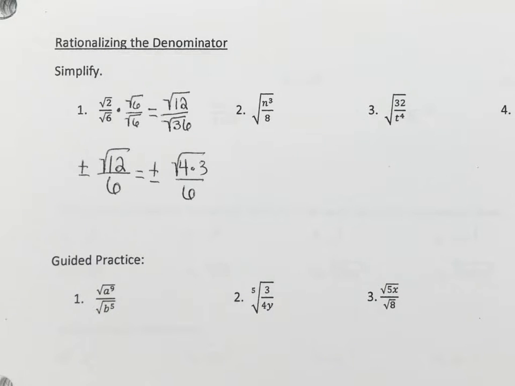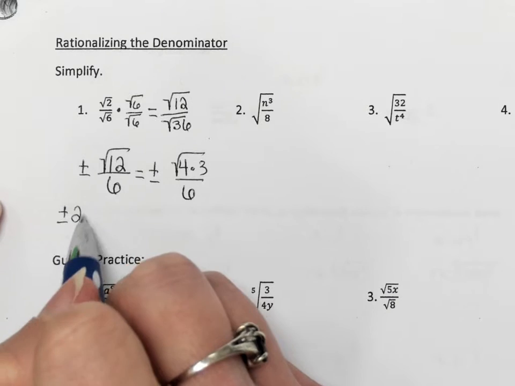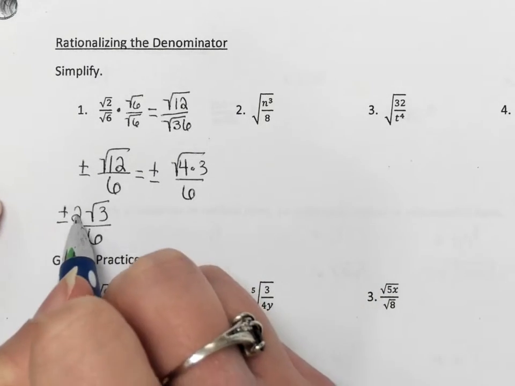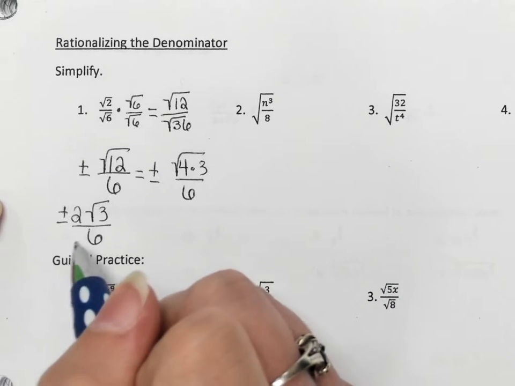Why could I not have said 12 divided by 6 was 2? Why couldn't I divide those 2? They're not like. One's a square root, Gracie. Perfect. All right, now what do you see, though? 4 can be pulled out as 2. Perfect. Square root of 4 is 2. You can simplify. What can I simplify?